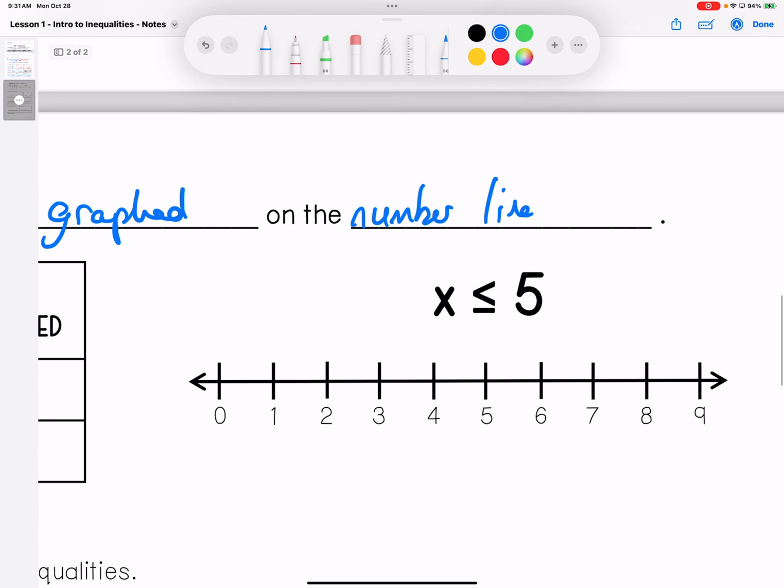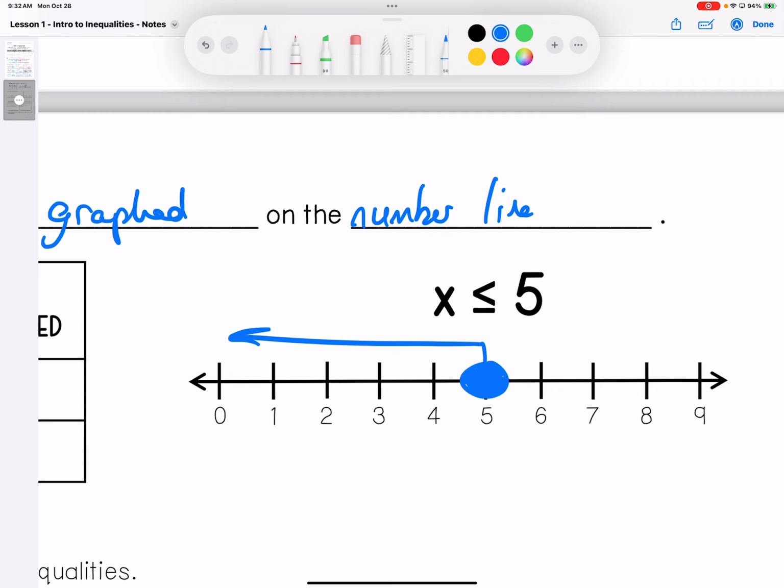All right, so let's graph this one. We're going to start at 5. Open dot or closed dot? It's going to be a closed dot. Why? Because there is a line underneath that. Which direction is it going to face? Well, let's think about it. X is less than or equal to 5, so it's going to be the numbers less than 5, so it's going to point to the left, the less than side.